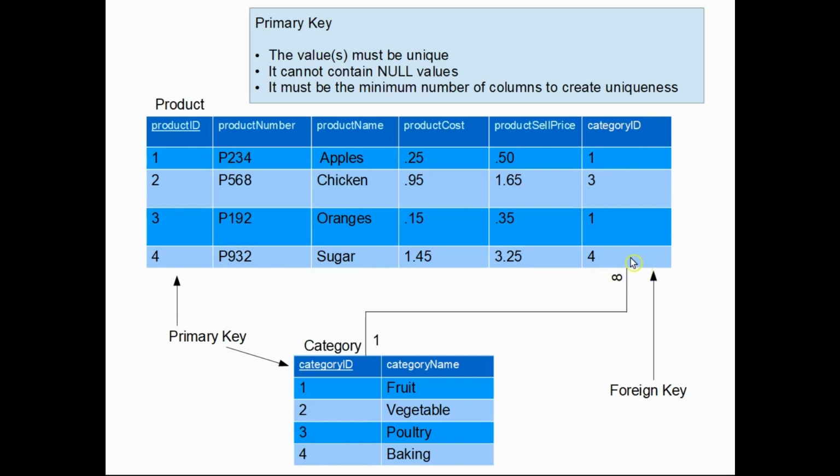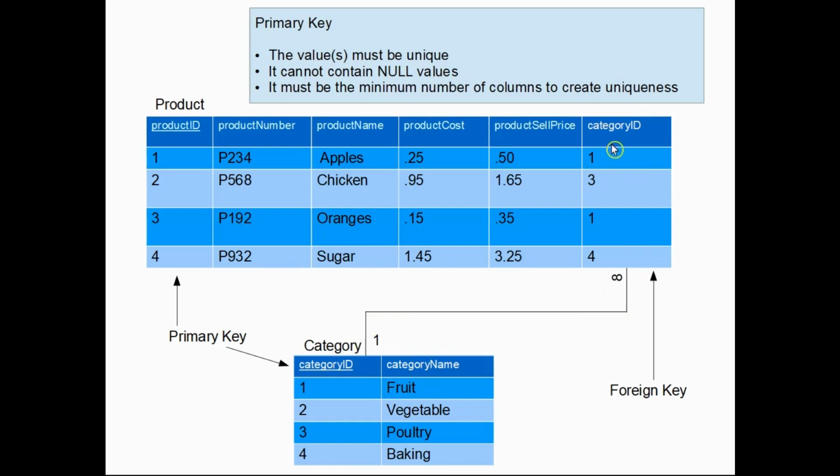A foreign key is the column that links a table to another table. And usually it's from a primary key of one table. So the category primary key, the category ID, links to a foreign key in another table. Notice mine are the same name. They don't have to be. I'll talk about that later when I do the naming conventions. So a foreign key is used to link the tables together.